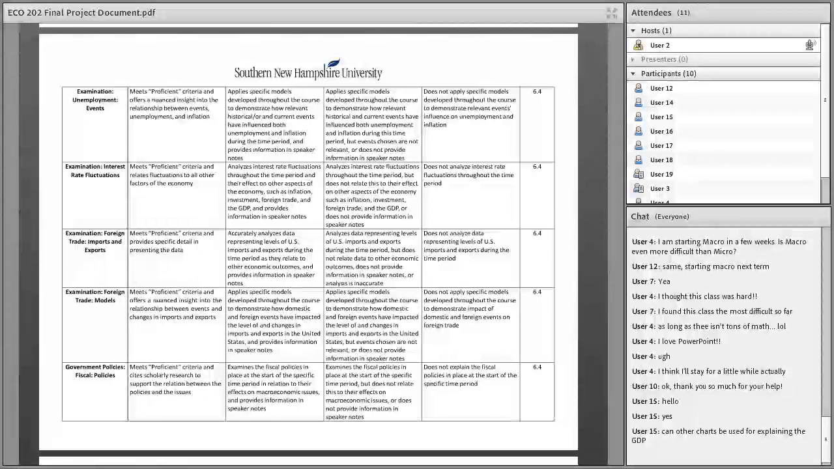Betty wants to know, can other charts be used for explaining the GDP? You can use other charts if you find them useful, but at the end of the day, the chart goes in the PowerPoint, in the slide, and in the speaker notes, you have to develop the discourse. You have to explain the GDP trends and the growth trends.